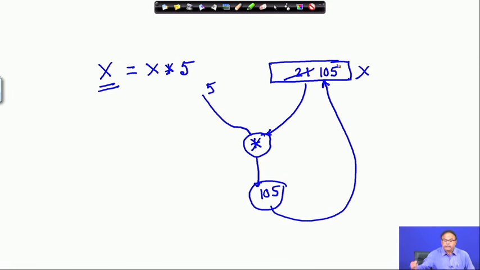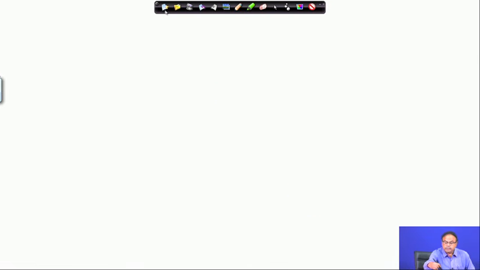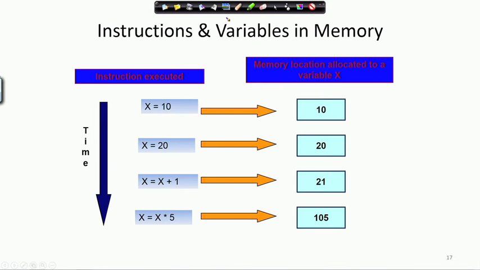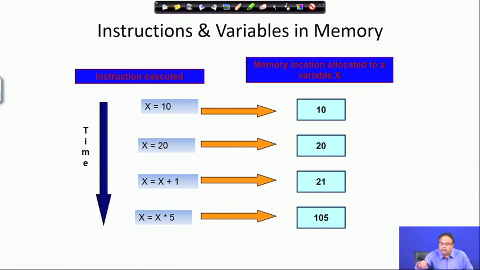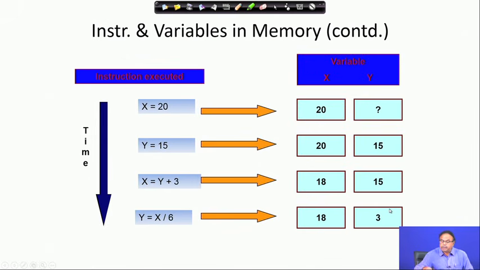Clear? Therefore, here we will have the result as 105. I hope you have been able to understand the difference between the variables and values here, and the fact that variables are nothing but memory locations. So, I will continue with this in the next class.